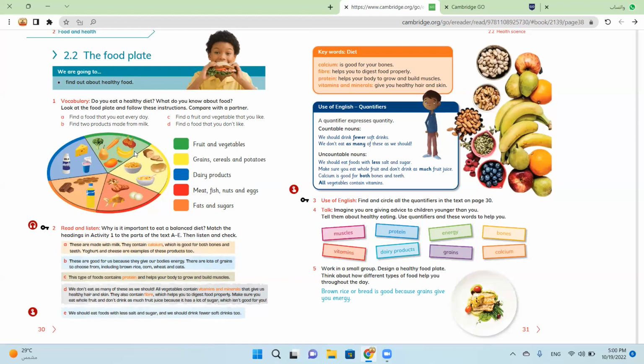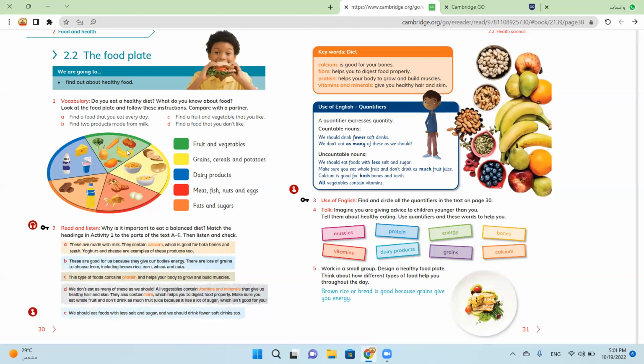Look at the food table and decide which food you eat every day. Cereal, bananas, eggs, milk, chocolate, all of these types of food you can select. It depends on what you eat every day. B, find two products made from milk.